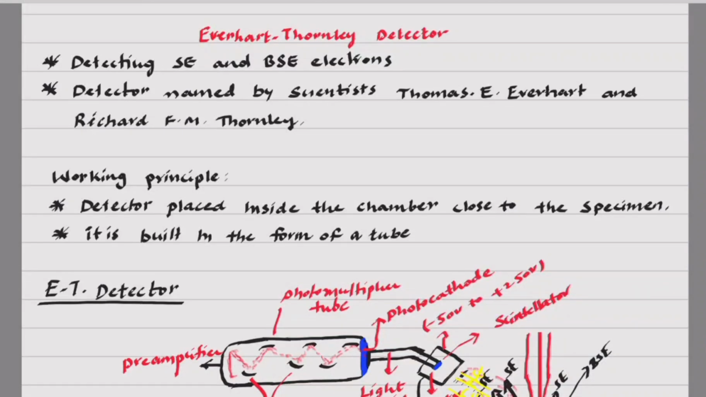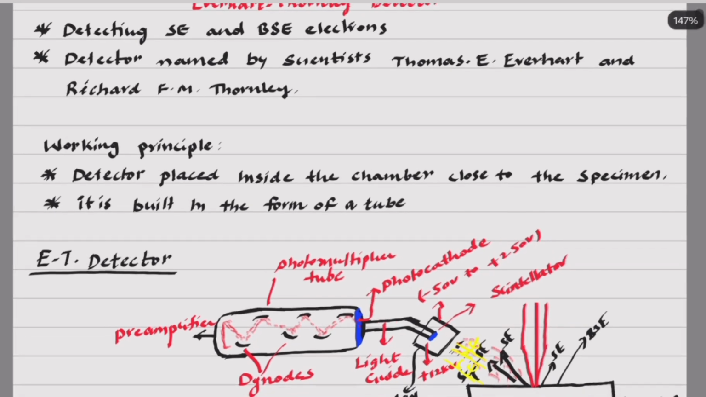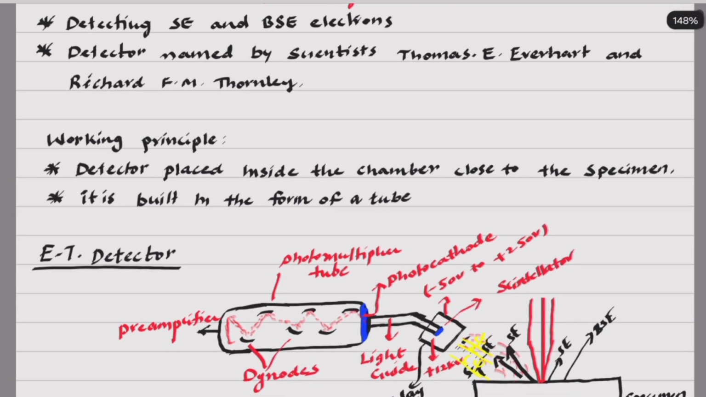In this video, we are going to talk about detectors in scanning electron microscopy. Among them, the Everhart Thornley detector is a widely used detector for detecting secondary electrons. This detector not only detects secondary electrons, along with that BSE electrons can also be detected, but it is most widely used for detecting secondary electrons for secondary electron imaging.